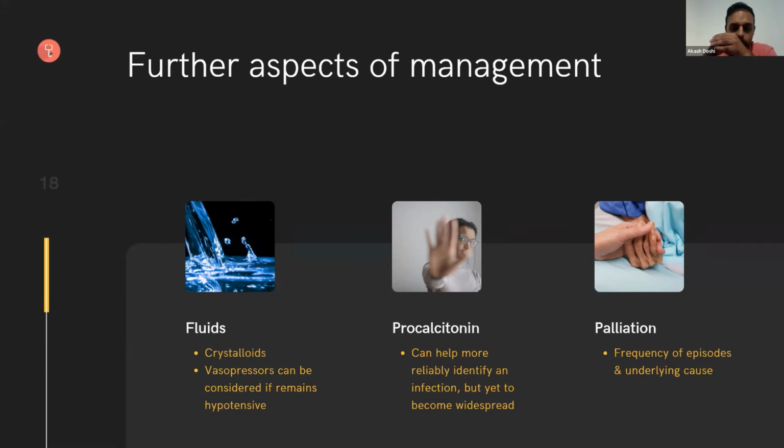We'll give plenty of fluids. And if the patient still remains hypotensive, we might think about vasopressors. So these are things which act on the vessels to squeeze them and try and get their blood pressure up. And so that's what we're thinking about.